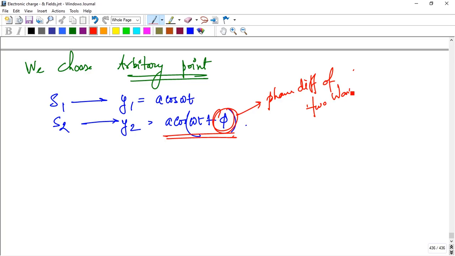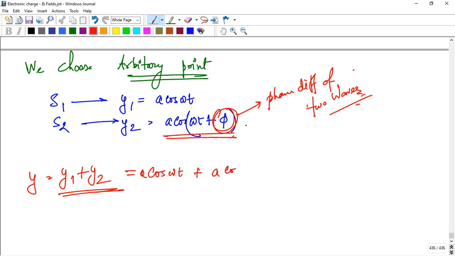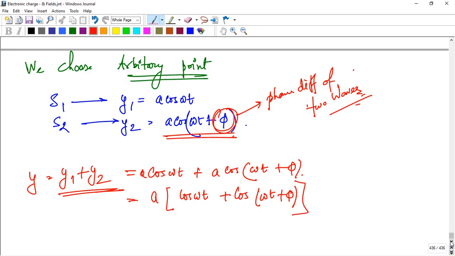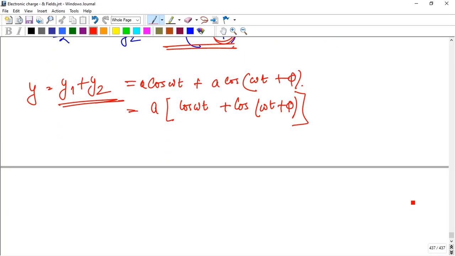So the resultant displacement is y equal to y1 plus y2. Interference means they are algebraically or vectorially added, obviously. So that is a cos omega t plus a cos of omega t plus phi. We add these two, a common, so cos omega t plus cos of omega t plus phi, and we apply the trigonometric formula here.